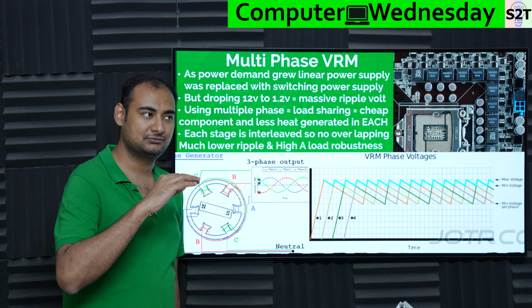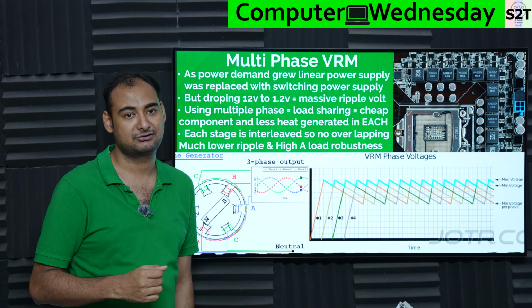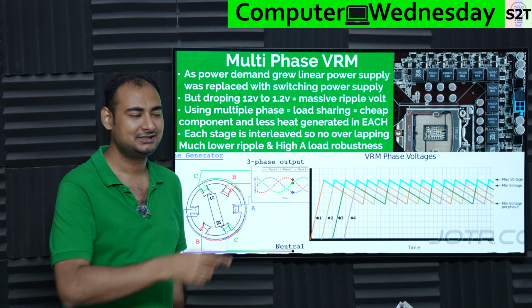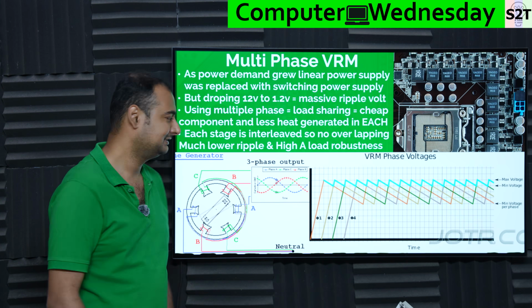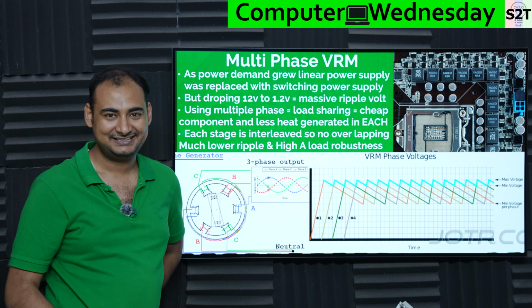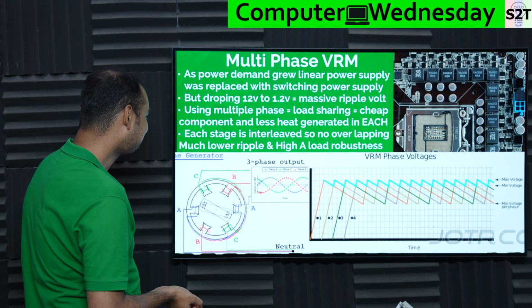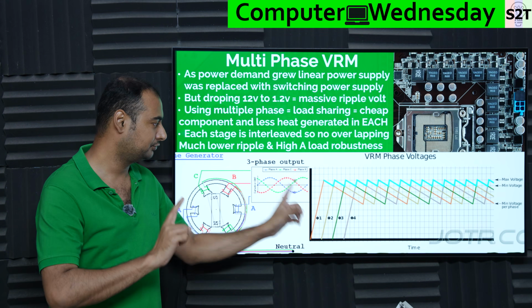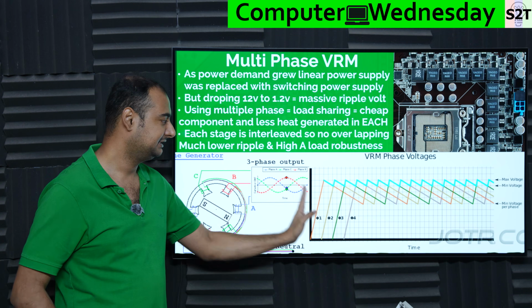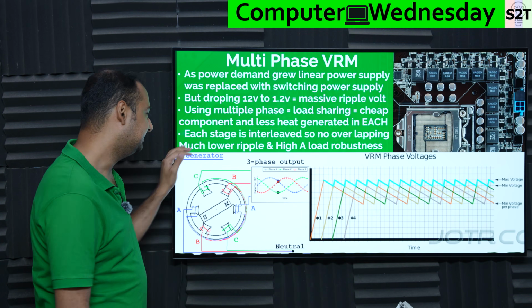And that's why if you look into motherboards where they have voltage control for overclocking, the numbers are so huge, like 1.2639. I'm like, why the heck do you have so many steps? Because you have so many phases. It makes it easier. Each stage is interleaved, so there is no overlapping, meaning 2 stages will never turn on at the same time.